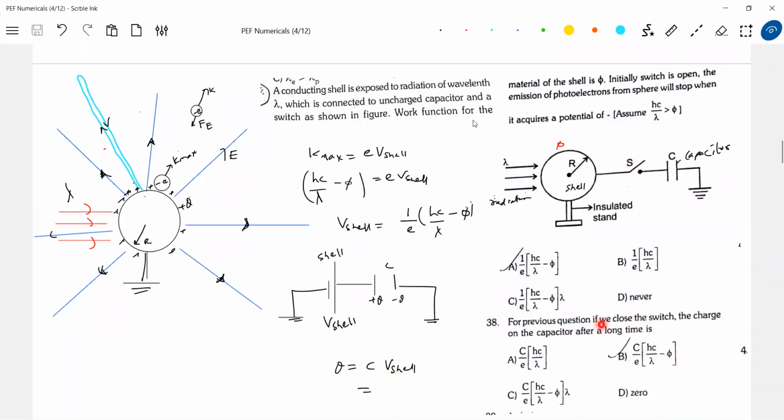Now please try to understand. If we close the switch, what is the charge on the capacitor after a long time? Light is incident and I close the switch. Some photoelectrons will escape, and there is a path for them to flow, so they get deposited on the capacitor. This continues until the potential of the shell becomes equal to the potential of the capacitor, and then further flow stops. That is what happens.